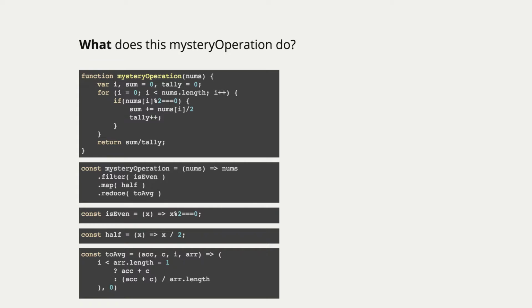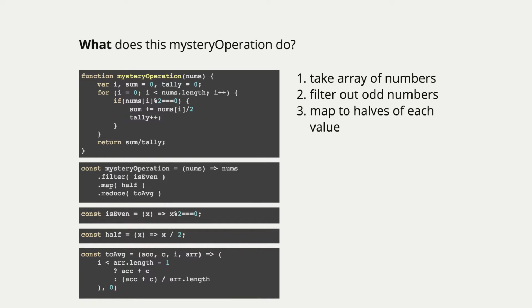Everyone agree, disagree, questions? We good? Move on? So take an array of numbers, filter out the odd ones, map two halves of each. Basically, the pseudo code is exactly the same as the code at the bottom in the functional style, right? I mean, it's the same thing. Very easy to read, very easy to understand. There's really no question as to what's going on.